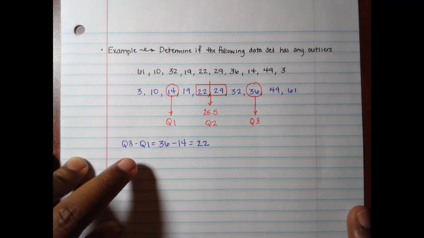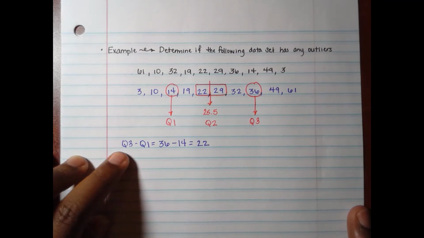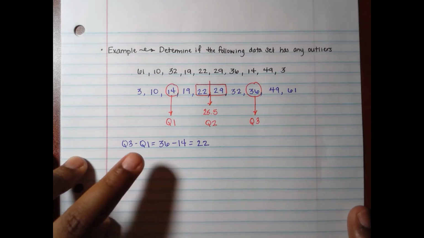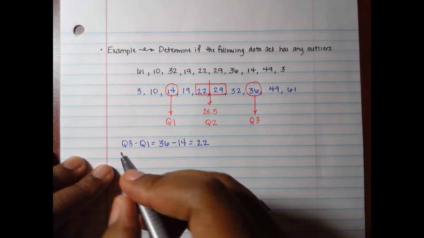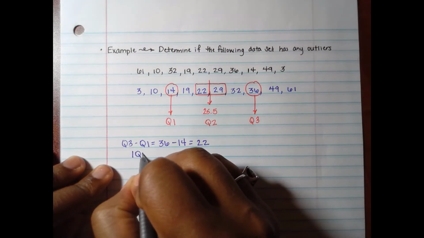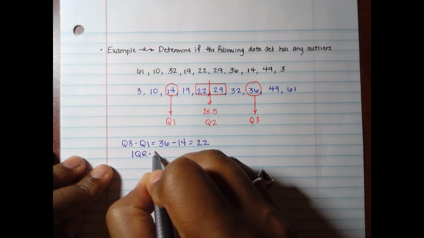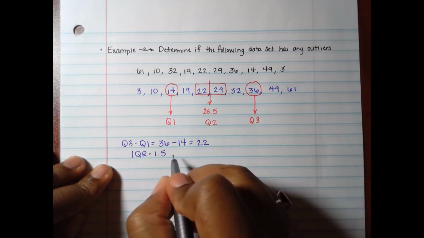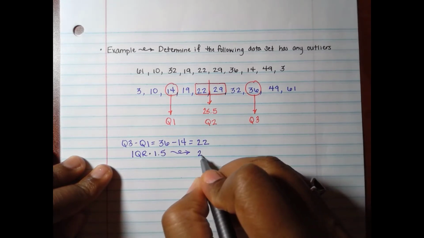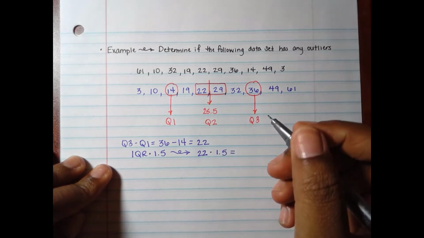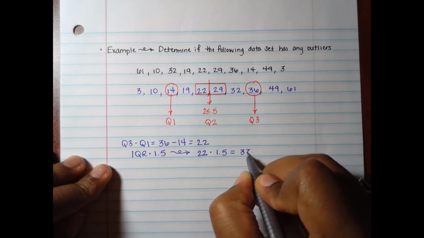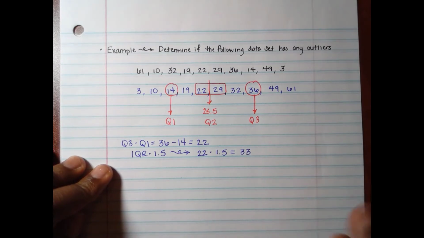Now our second step to find the boundaries is to multiply the IQR by 1.5. So I would take the IQR and multiply by 1.5. That means 22 times 1.5, which equals 33.